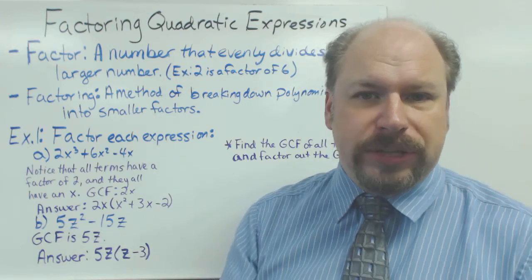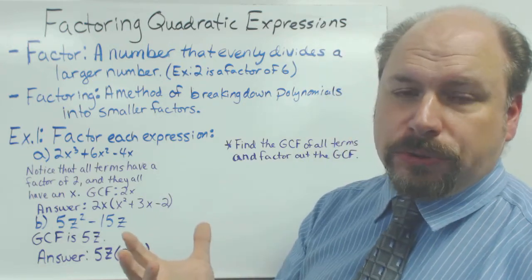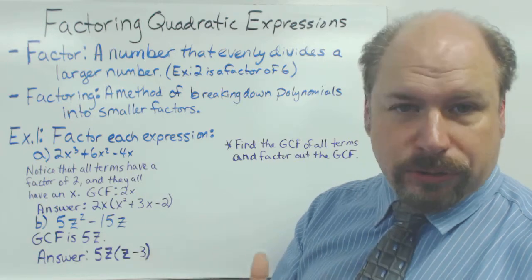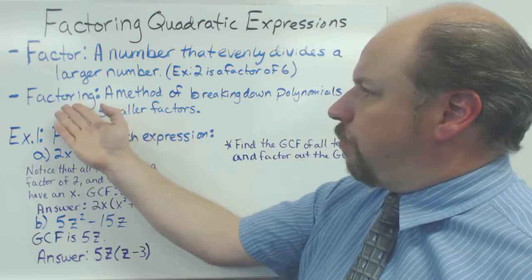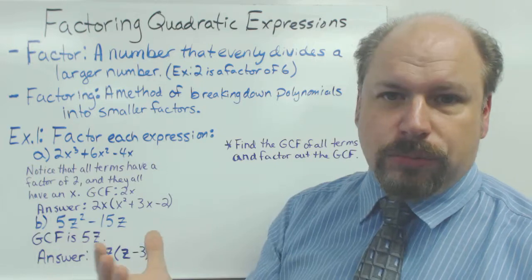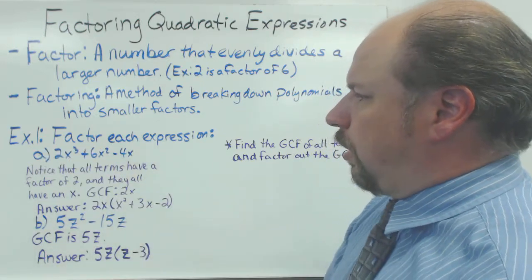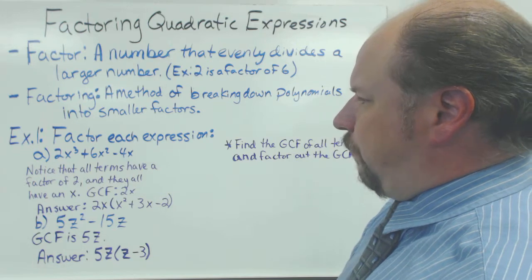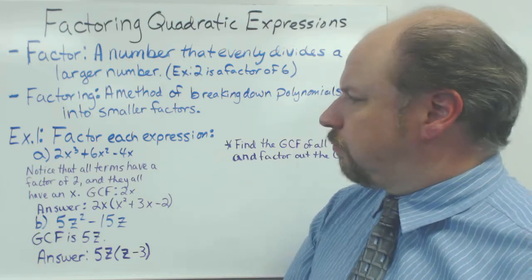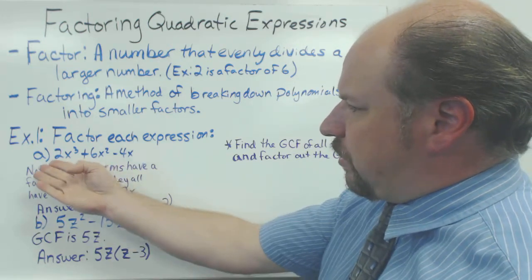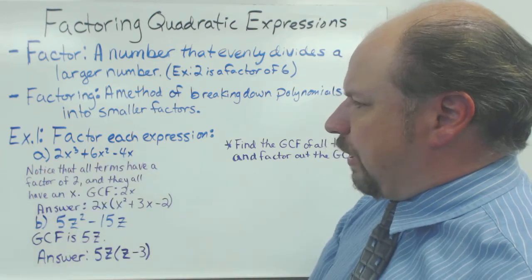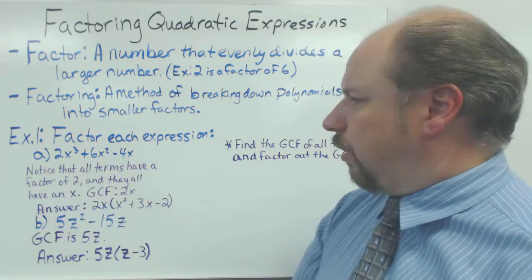So later on when we get to higher order polynomials, we will talk about factoring those as well. But for quadratics, that's what we're going to be doing right now. So first of all, in the first example, factor each expression. We have this expression here, 2x cubed plus 6x squared minus 4x.